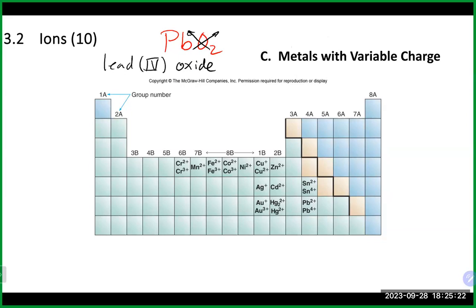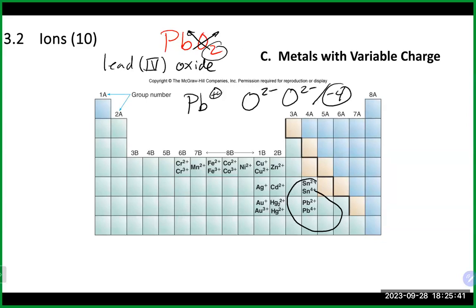It is lead 4 because when we look at lead, although it is not a transition metal, it's down here below that staircase where metals can have variable charges. We know oxygen is group number 6, which means it has a -2 charge, and there are 2 of them, which gives us a grand total of -4. So lead has to carry the +4 charge.